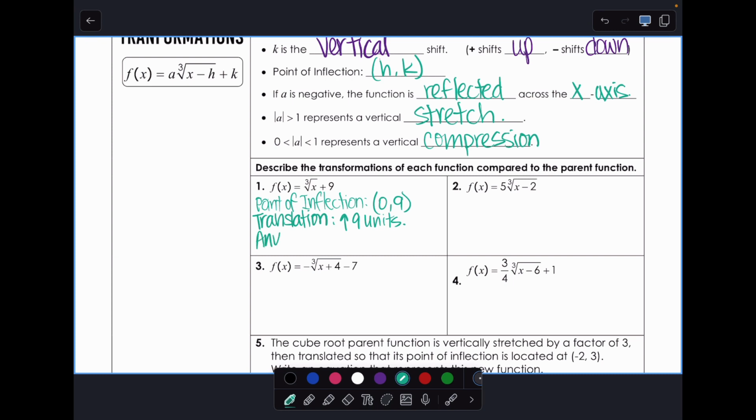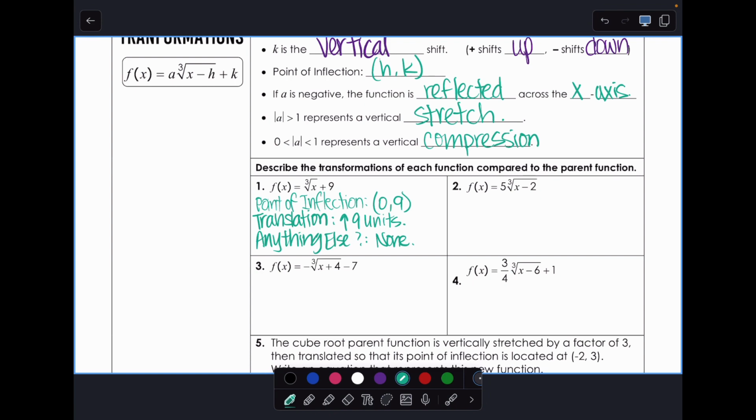Okay, we need point of inflection. Point of inflection is at where? That plus 9 is not part of the radicand. 0, 9. Then what's my translation? What's happening? It's going up 9 units. Up 9 units. Anything else we need to state? No, that's it. Okay. Oh, reflection. Is there a reflection? Mm-mm. Is there a stretch or compression? Nope. So what do we write? None, or same as parent function, or list them all. If I just didn't write anything else, would you mark it wrong? Yes, I told you. I'm going to mark it as incomplete if you leave that blank. Okay? I need you to tell me that you read that part and you know how to answer it. I need you to know that there's nothing changing compared to the parent function.